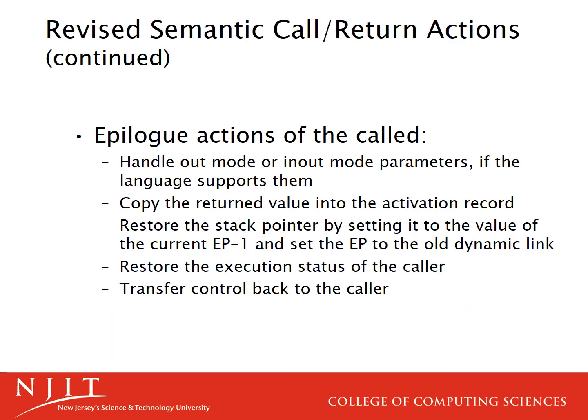On the way out, unwind the parameters, copy the return value into the activation record if there's a return, restore the stack pointer, restore the execution status of the caller, and then let the caller run. So the caller is no longer suspended. It picks up where it left off. All the things that got created in the activation record have been uncreated by the return. And all that's left is the return value that somehow got copied out.